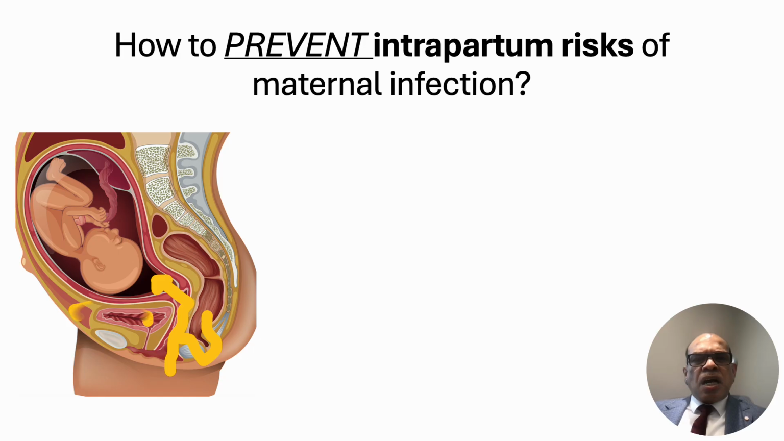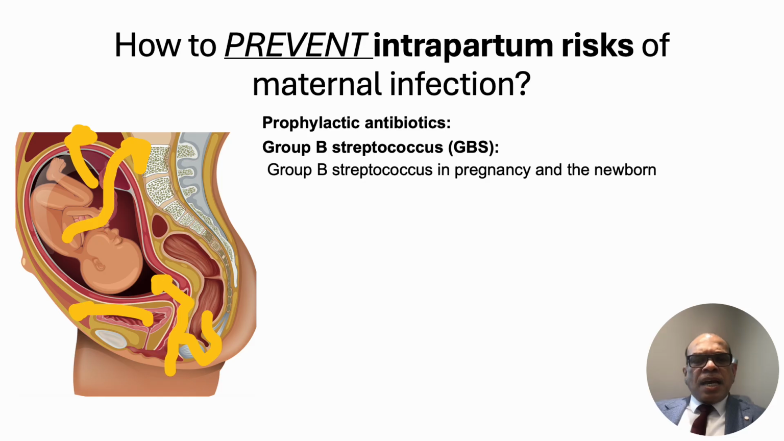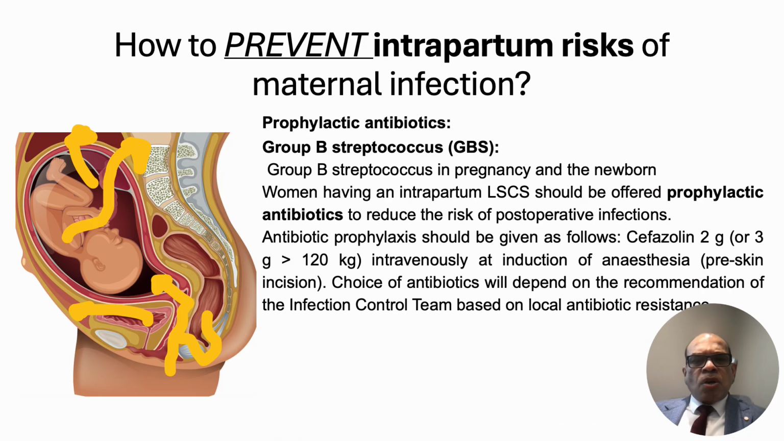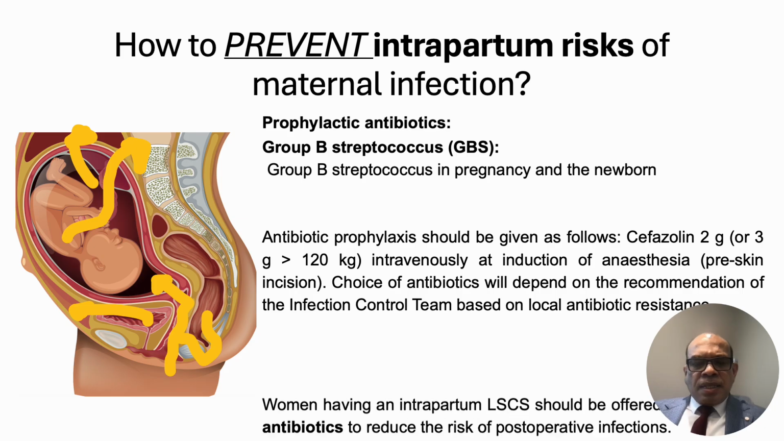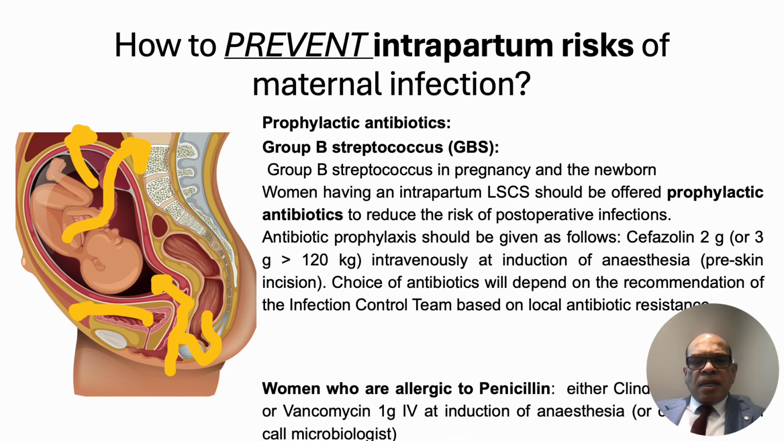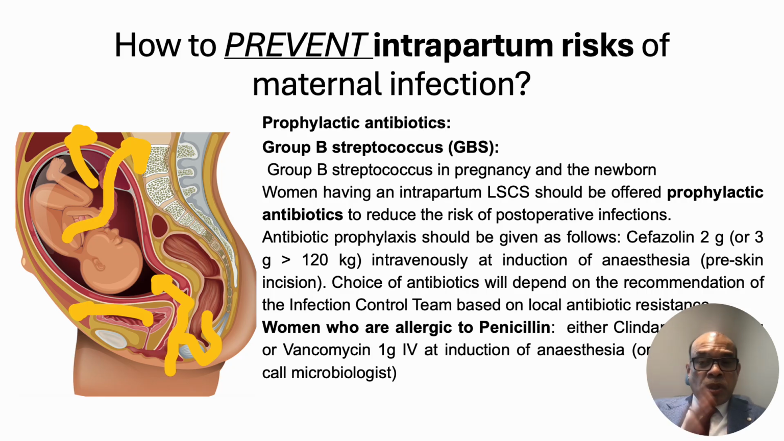We need to look at how to prevent these infections by us doing the right thing for patients and giving prophylactic antibiotics when necessary. And once there is evidence of infection and clinical chorioamnionitis in labor, then we need to give broad spectrum antibiotics to cover both gram-positive and gram-negative organisms plus the anaerobes. Because the upper part of the vagina is full of ureaplasma, mycoplasma, anaerobic organisms. So we need to cover not only gram-positive and gram-negative, but also anaerobes.